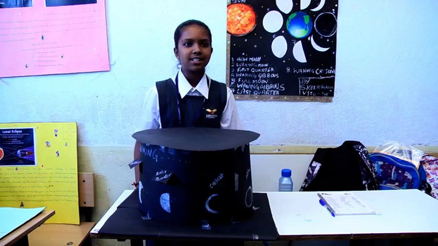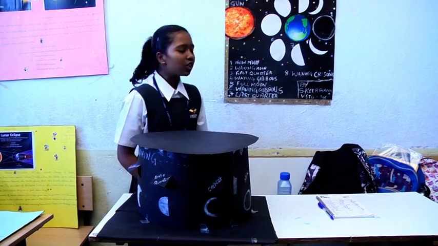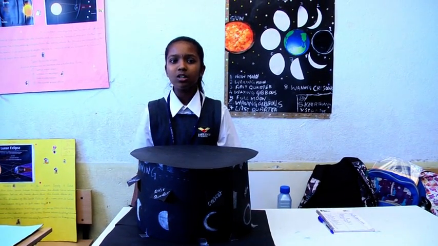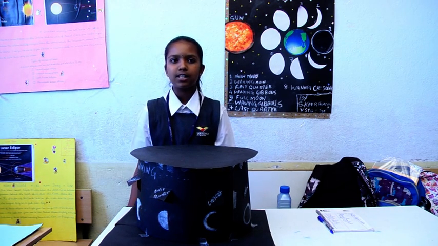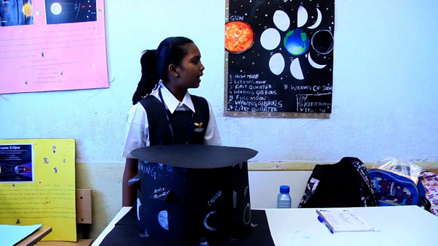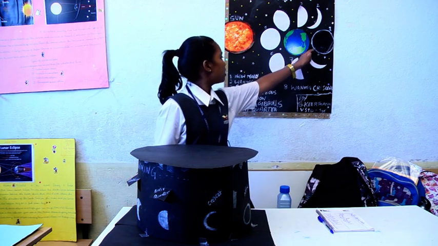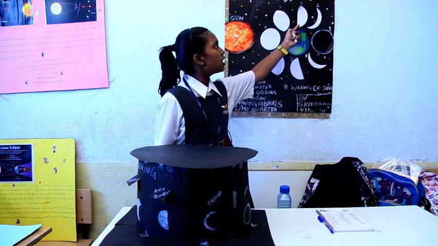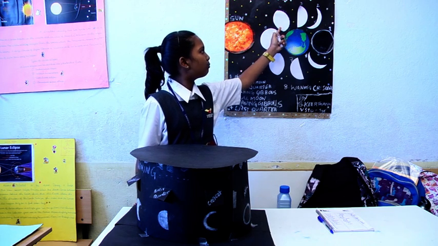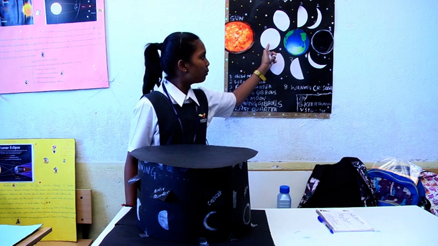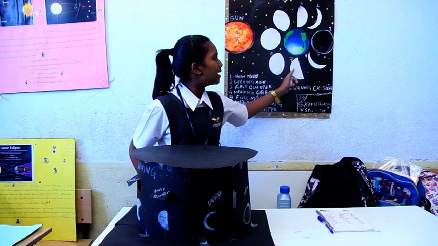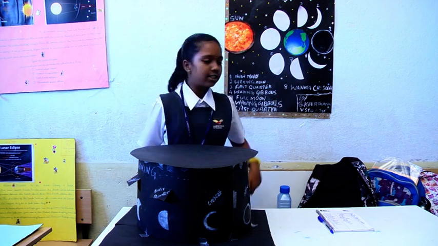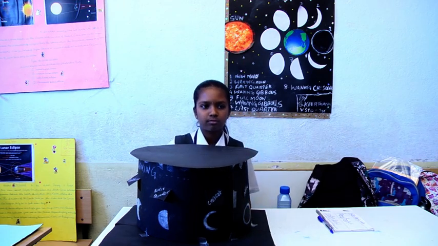Now I am going to explain my chart. Do you know about waning moon and waxing moon? Waning moon means the upper layer of the moon and waxing moon means the lower layer of the moon. There are 8 phases of the moon: new moon, waxing crescent, first quarter, waxing gibbous, full moon, waning gibbous, last quarter and waning crescent. Thank you.